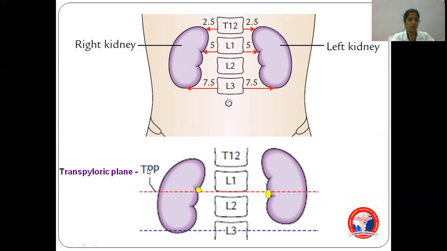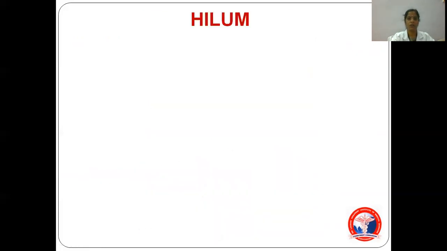You know the reason? The right kidney is a little bit lower compared to the left kidney. That's why. Okay. So this is about the relation of the kidney with the vertebral column. Now we'll see the features of the hilum.